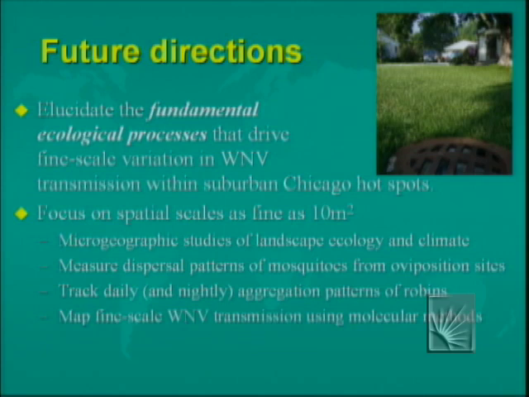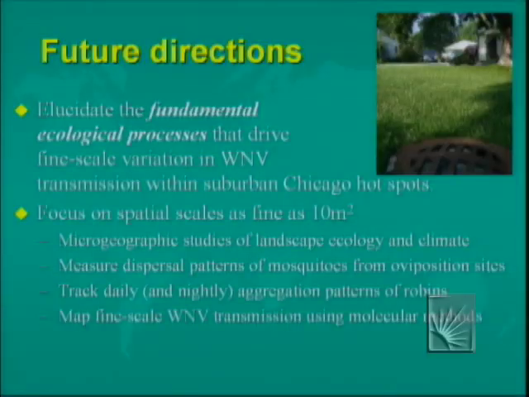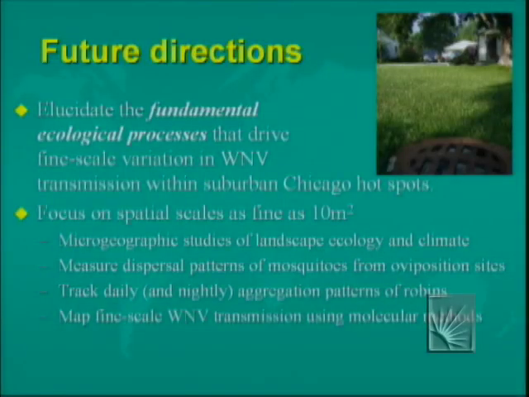We're actually going to look and see if we can look at the dispersal of the mosquitoes. For example, what is the interaction between the natural areas and the residential areas? Is one a kind of refuge at different times? We're going to try and track the daily aggregation pattern of robins. We actually would like to basically put a recorder on them and see where they go and when they go, especially when the nestlings are leaving the nest, which we think is very crucial. And then we will continue with our molecular methods on a very fine scale.